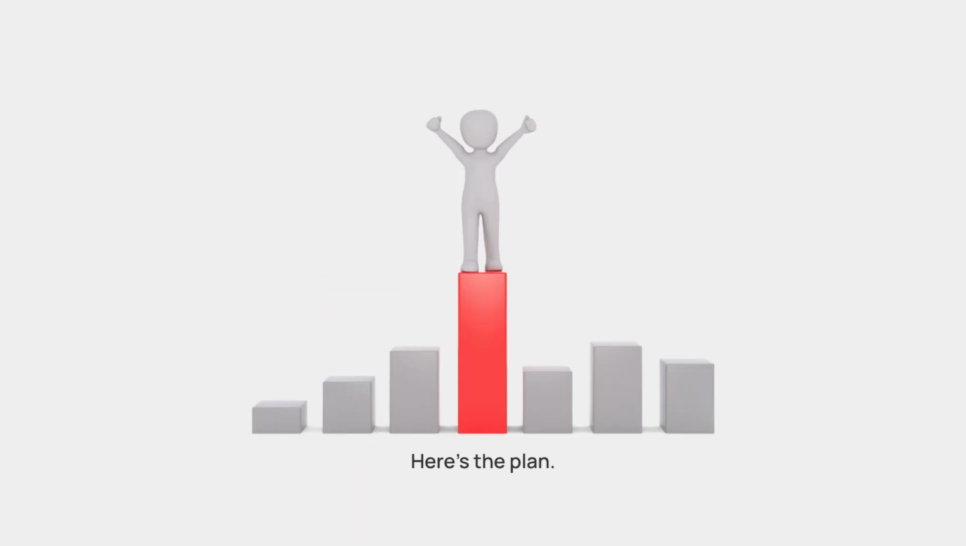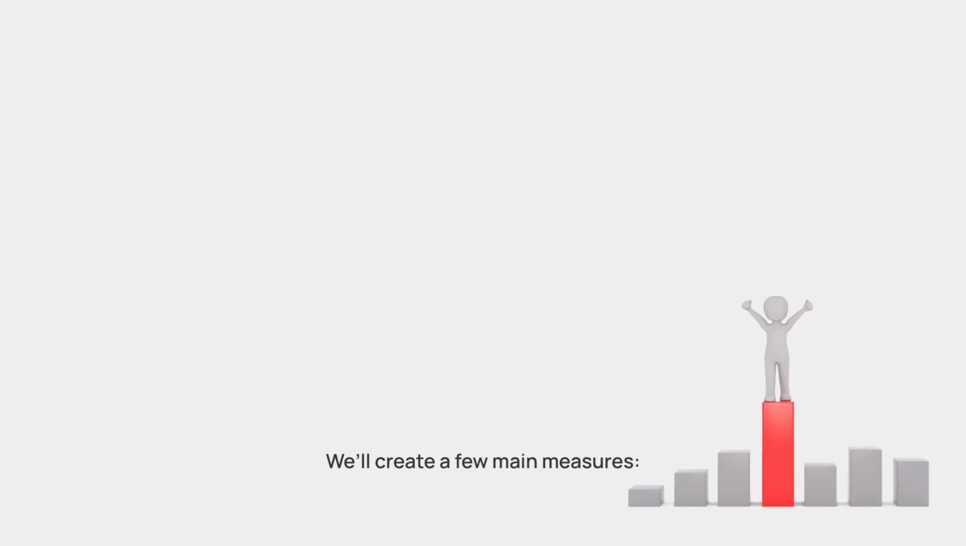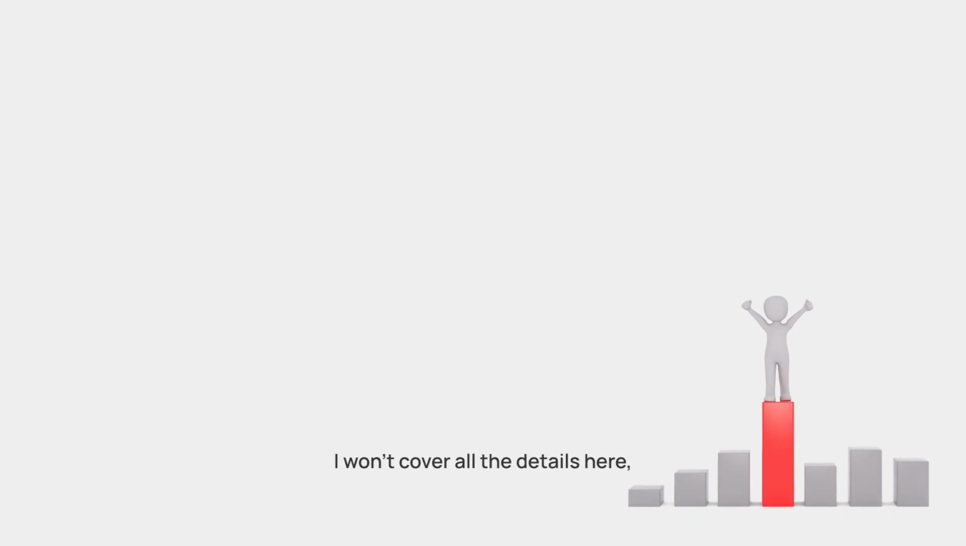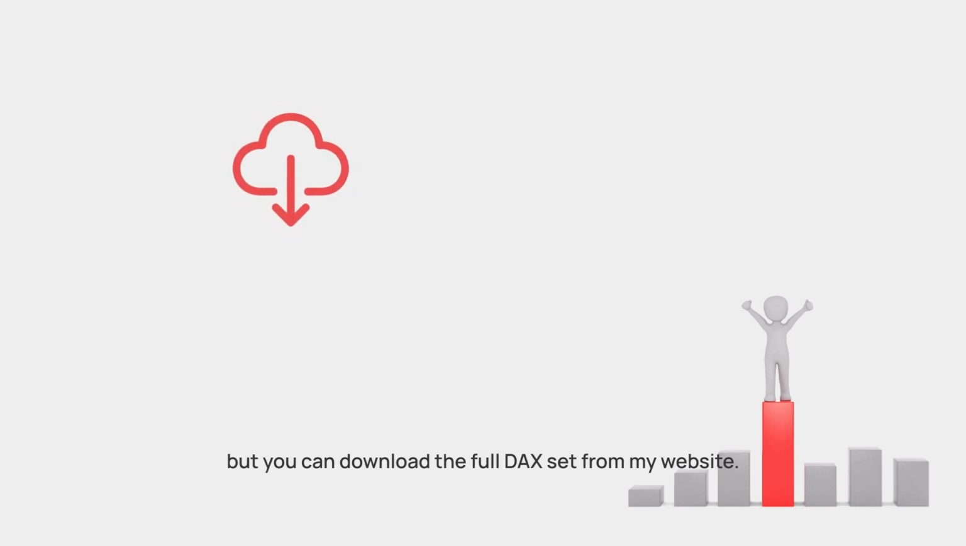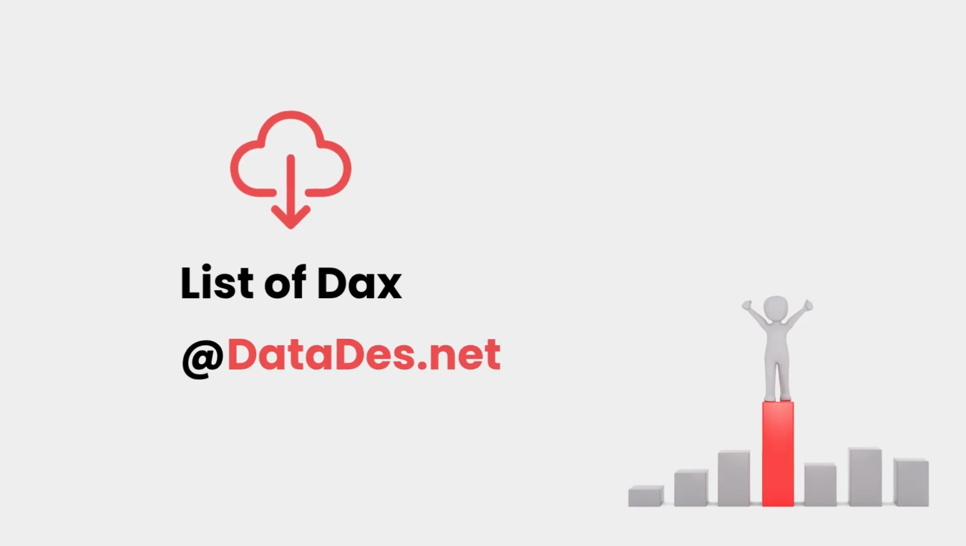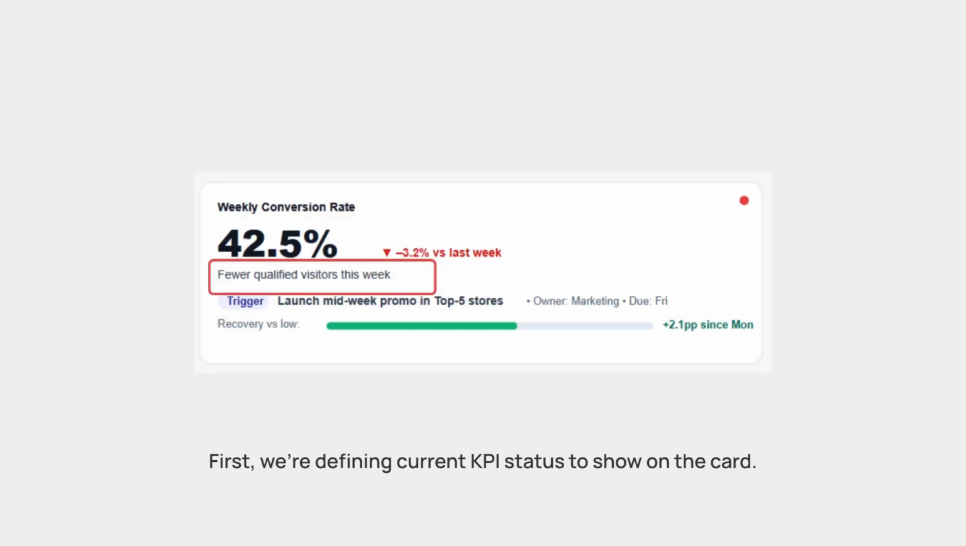Here's the plan. We'll create a few main measures: status, trigger, and recovery rate from the lowest point this month. I won't cover all the details here, but you can download the full DAX set from my website, datades.net. First, we're defining current KPI status to show on the card. Let's look at the code.